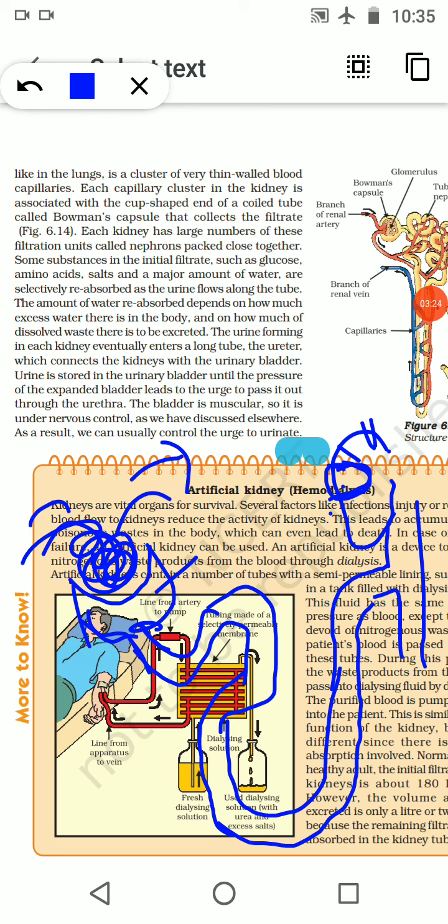During this process, whatever water was required to be absorbed will be absorbed by the capillaries which are present. How much water is reabsorbed depends on how much dissolved waste needs to be discharged and what amount of water is there.